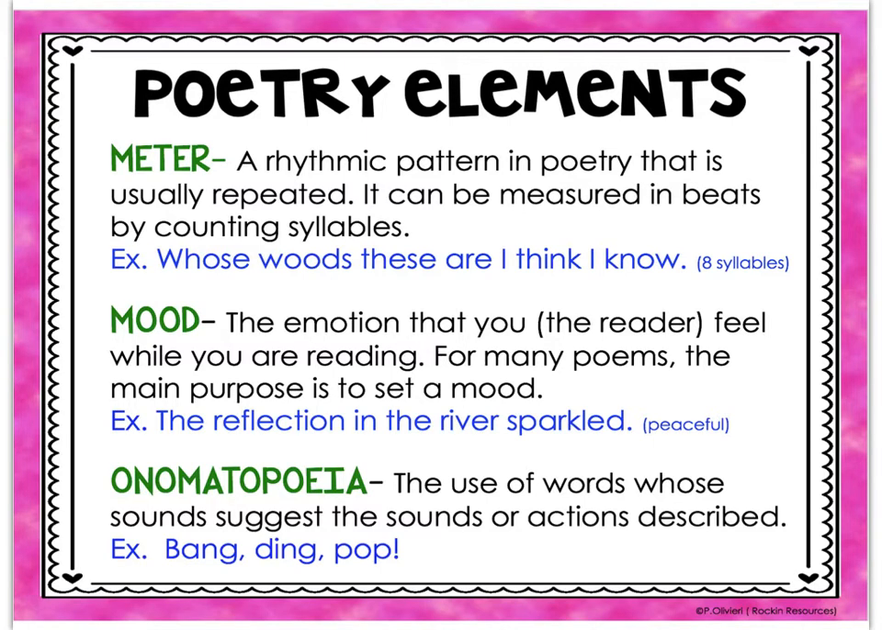Meter is a rhythmic pattern in poetry that is usually repeated. It can be measured in beats by counting syllables. Remember, syllables is when we clap our hands to see how many different parts of sounds are in a word. Like Austin is a 2-syllable word. So the meter is how many syllables that make it have a rhythm or a beat when you read them. For example, whose woods these are, I think I know, which is 8 syllables.